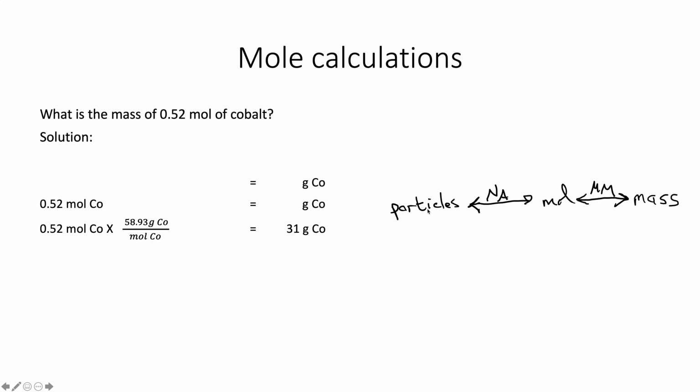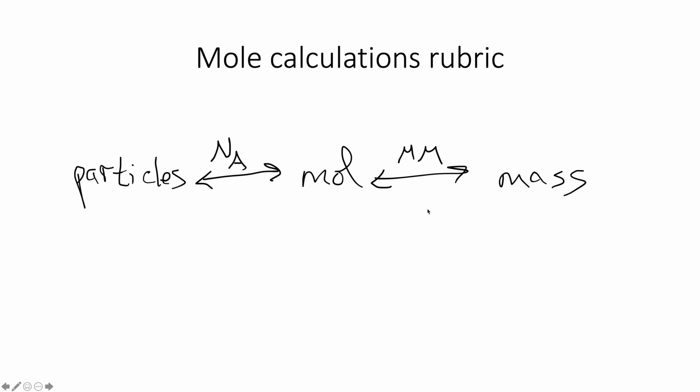So you literally can go, this is the rubric, right? You can go from particles to mass or from mass to particles, but you have to go through moles. They literally say the mole is the central concept in quantitative chemistry. And we're not kidding, all right? This is a very handy rubric if you like. I'm going to do 2 more and then we'll stop this video and start the second video.